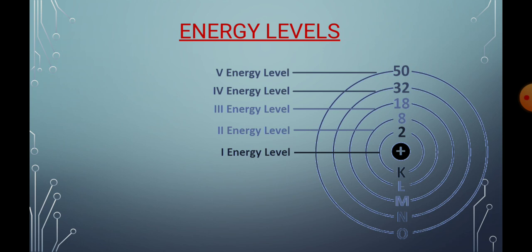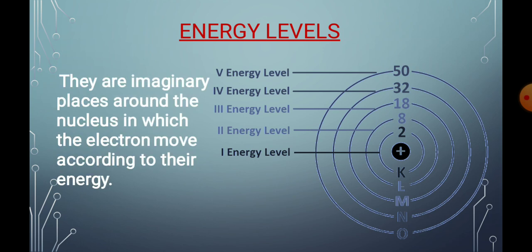Energy levels. What is the meaning of energy levels? They are imaginary regions or places around the nucleus in which the electrons move according to their energies. So the maximum number of energy levels in the heaviest or largest atom is 7.